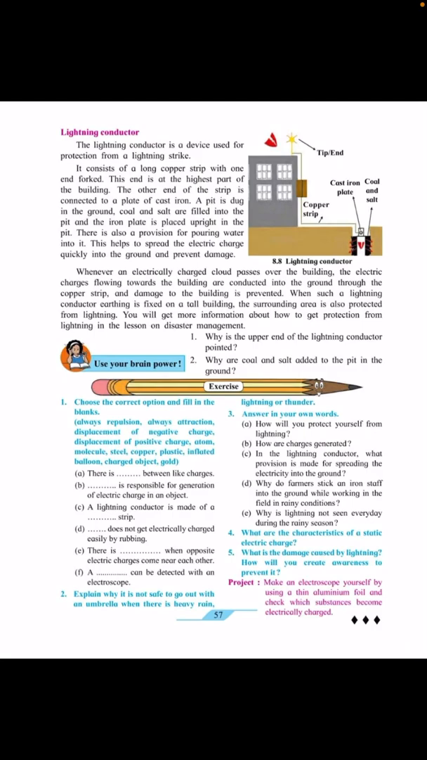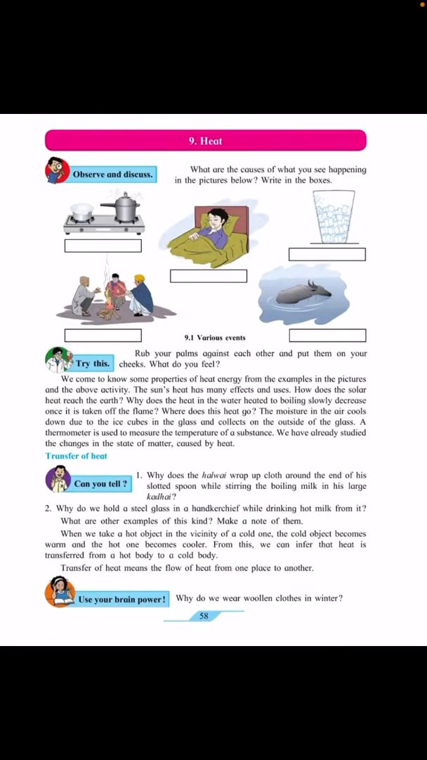Now in the exercise, choose the correct options and fill in the blanks. You do it. Then other exercises also, you can see the questions there and go through them also, because single line answers and MCQs are asked there. Now let us go to chapter number 9.